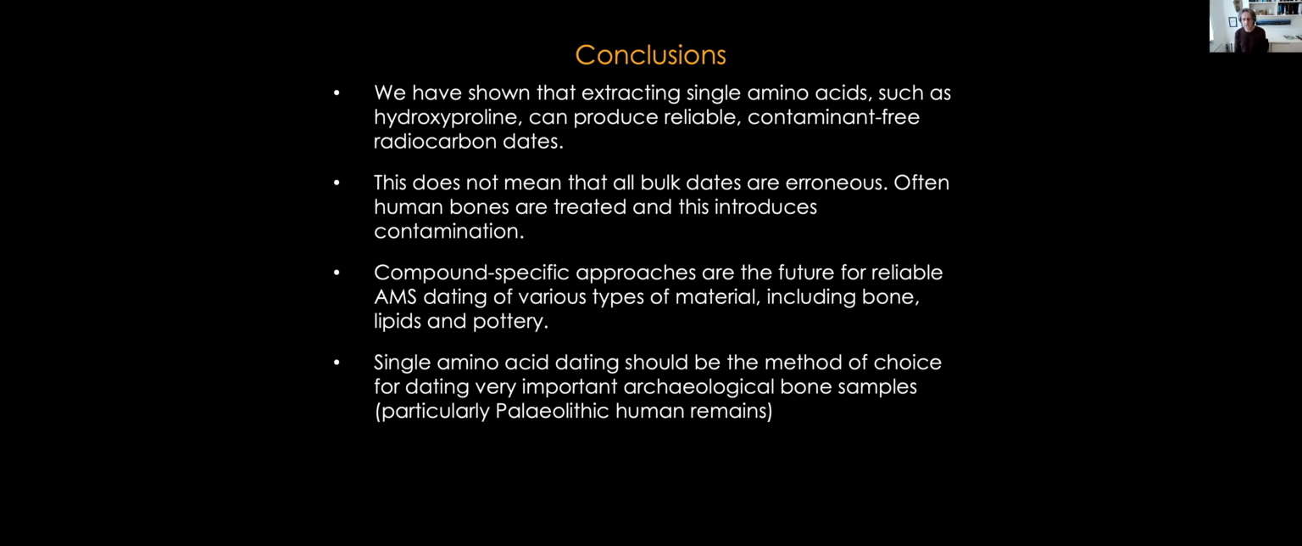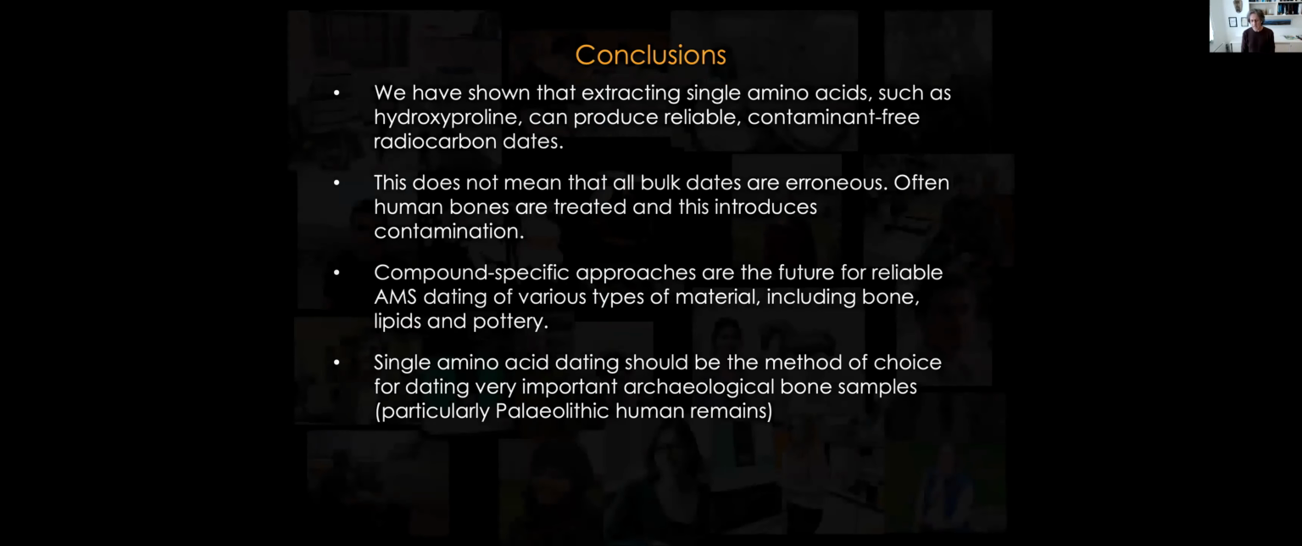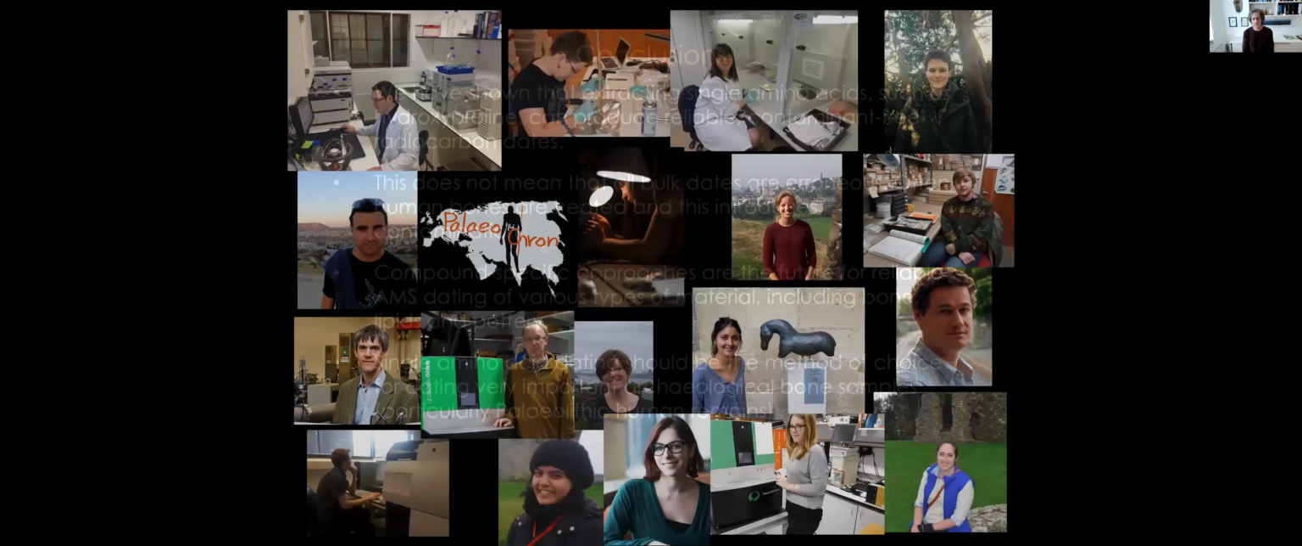So we've shown that extracting single amino acids can produce reliable contaminant-free dates. This doesn't mean that all bulk dates are erroneous. Often the human bones are the treated ones, and these are where we find the contaminants. The compound-specific approach should be the method of choice for dating really important archaeological bones. And it really is the future for this type of science.